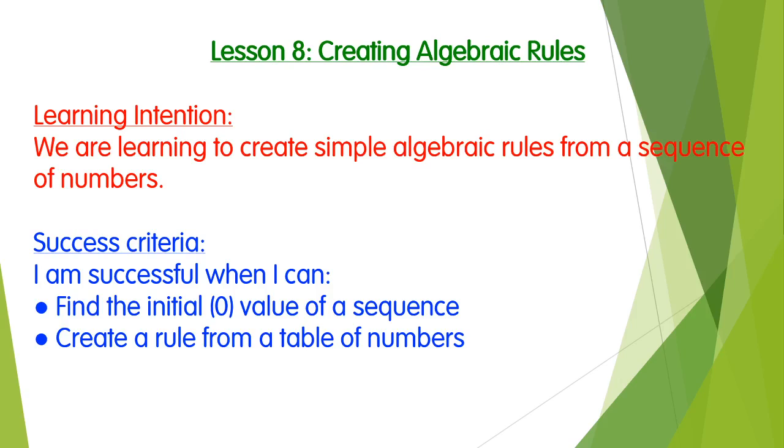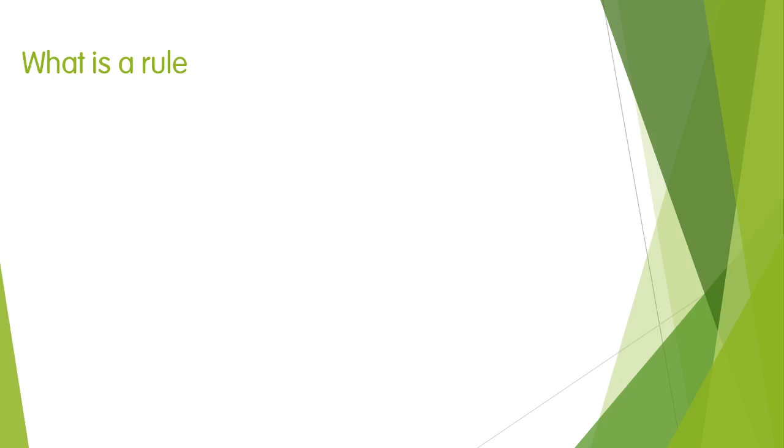Today we are creating algebraic rules. This is something that we've done in previous years, and we are just revisiting it to make it fresh in our minds and also to make sure that we know how to do this. We're learning to create simple algebraic rules from a sequence of numbers, and my success criteria is I am successful when I can find the initial value, which is the zero value, and create a rule from a table of numbers.